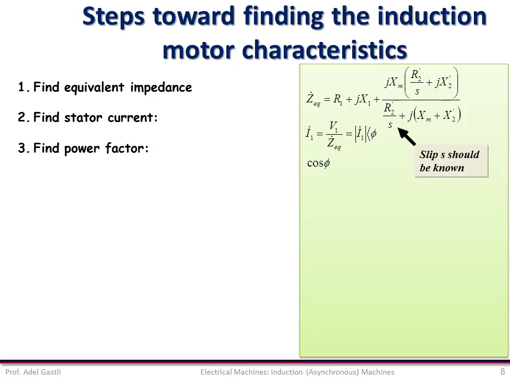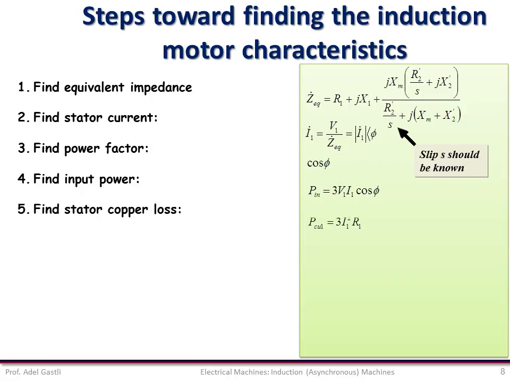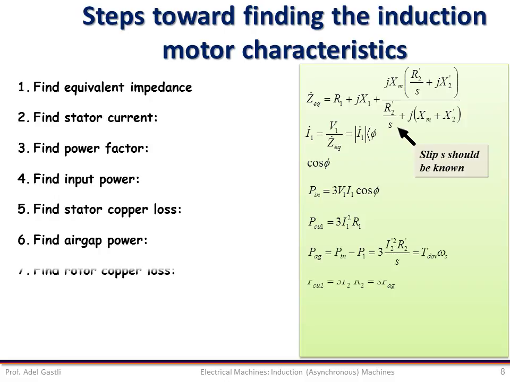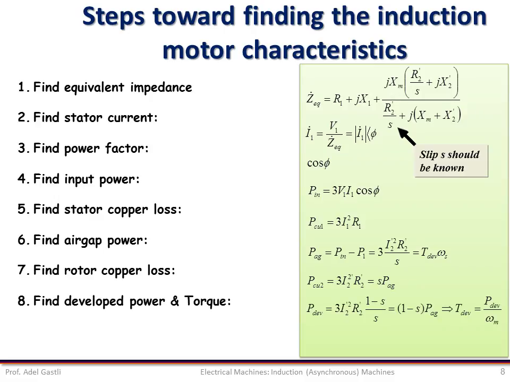So this angle can be used to find, in the next step, the third step, the power factor at the input. Then in the fourth step, we can find the input power. After that, we can find the stator copper loss, then the air gap power. Then we find the rotor copper loss, then the developed power and torque, and finally the output power and torque.